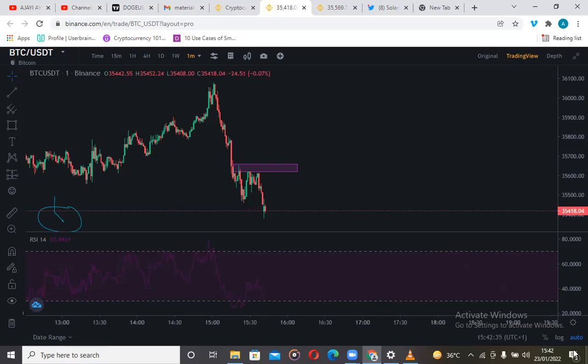There are times whereby your RSI can go below 30. It can even go to 18. But I know that if I buy at that region of 30 downward, by the time it goes higher, I'll make my profit. So let's just relax.